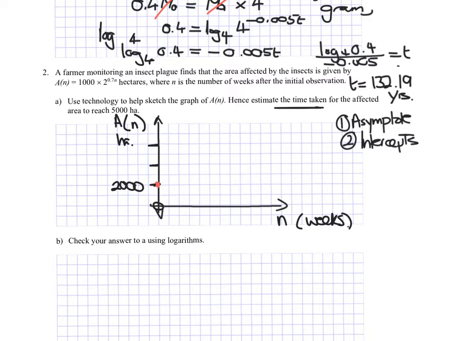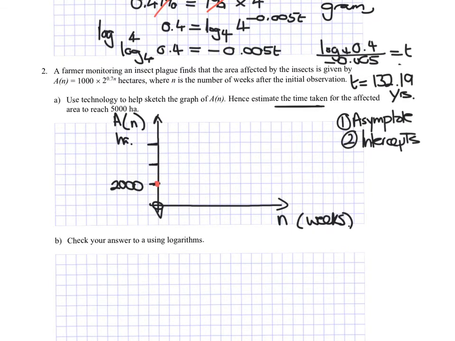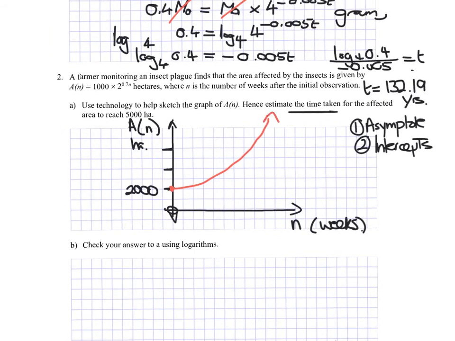And then I'm just going to draw it. I don't have a y-intercept, or an x-intercept, sorry, because that's going to be over here in the negatives. So I'm just going to draw it up in an exponential fashion. Like that.